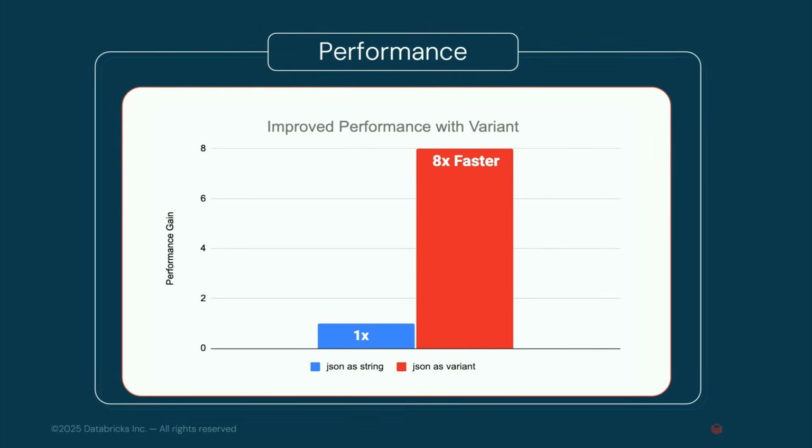Our benchmark shows that there is an 8 times speedup for a simple workload using the variant, compared to using JSON as a string to parse the string and get the field.